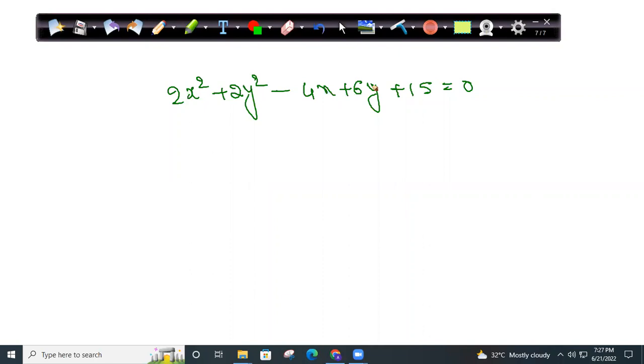If my writing is not clear or you cannot see the board, please let me know. I'll try to modify from my end. Find the center and radius of 2x square plus 2y square minus 4x plus 6y plus 15 equal to 0. Yes, correct. The question is correct.